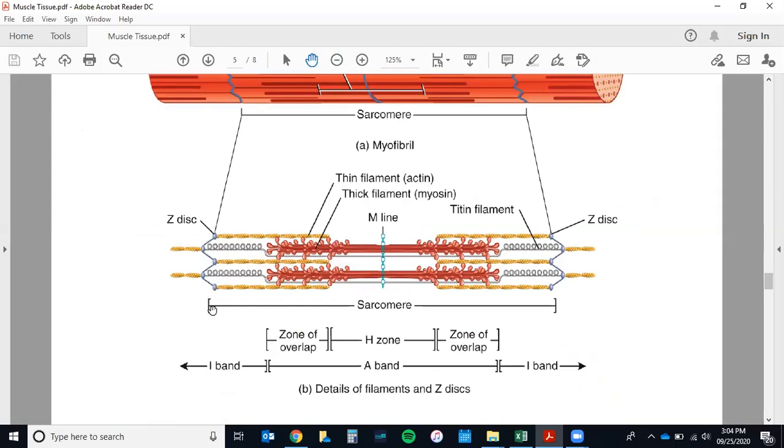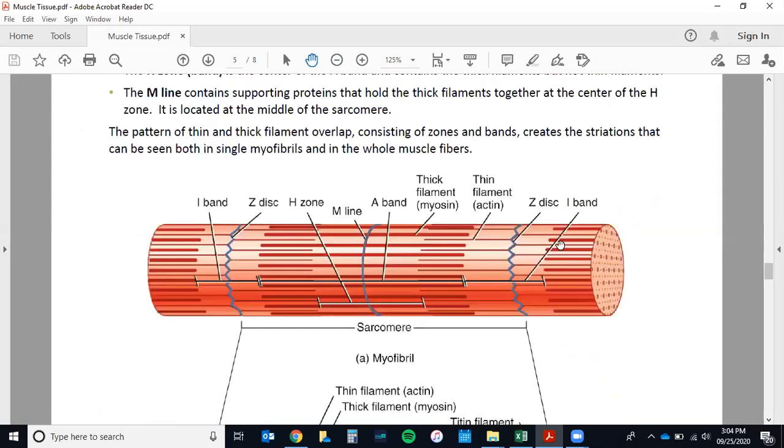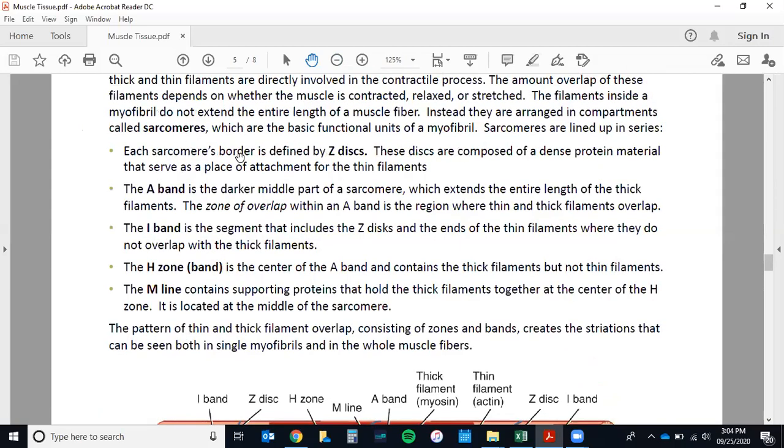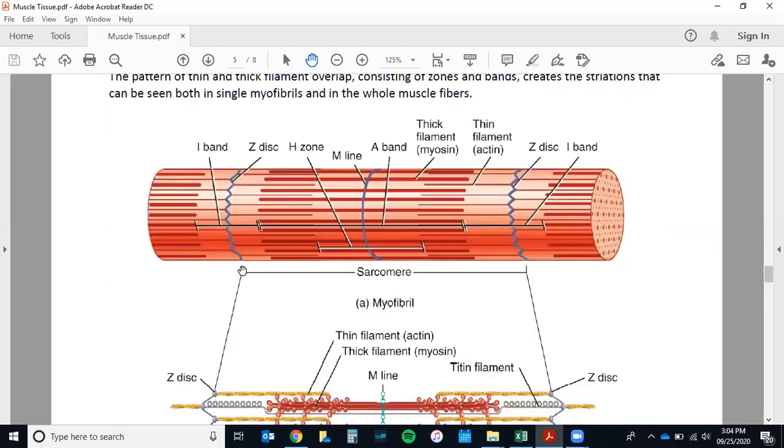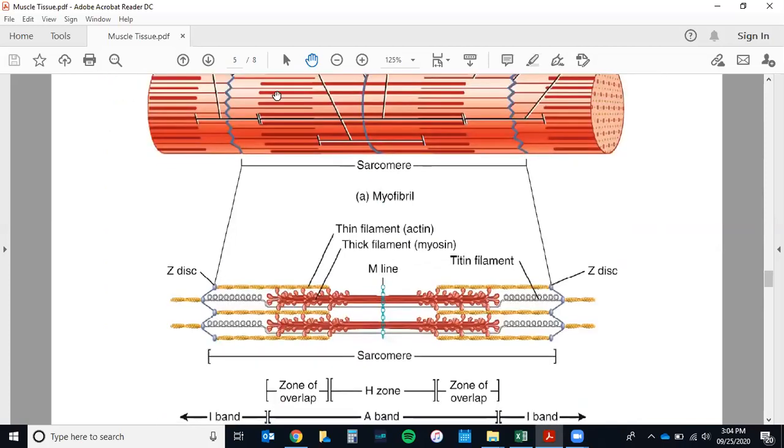You can see we're showing one sarcomere from this bracket all the way to the other bracket, which means that it goes from what we call Z-disc to Z-disc. A Z-disc is therefore the border of a sarcomere. These are discs composed of dense protein material that serves as a place of attachment for our thin filaments, which you can see are shown here in yellow or in the lighter, skinnier red lines. Attached to that Z-disc is a thin filament.